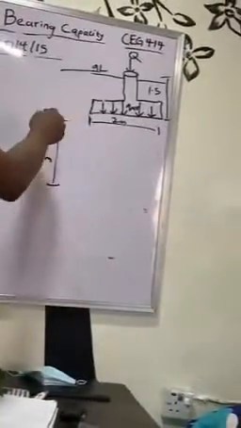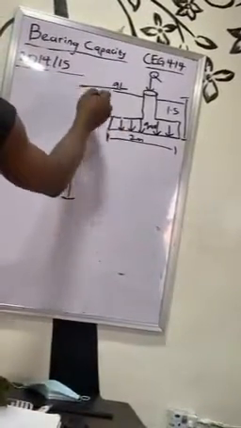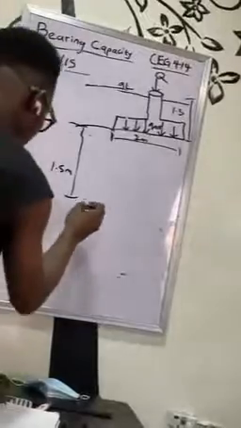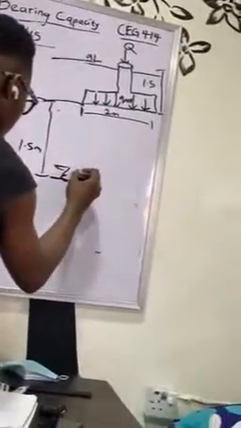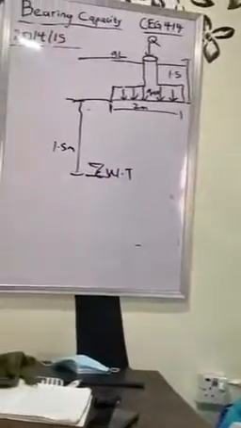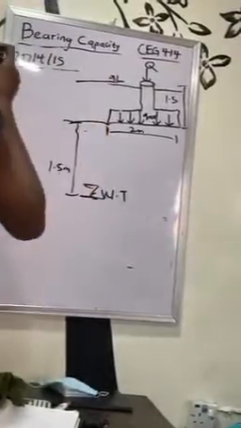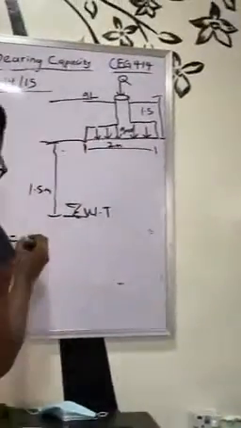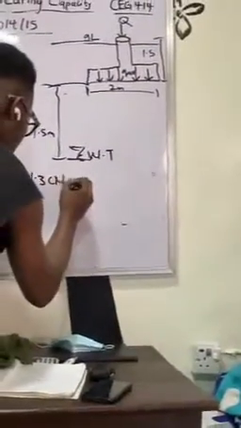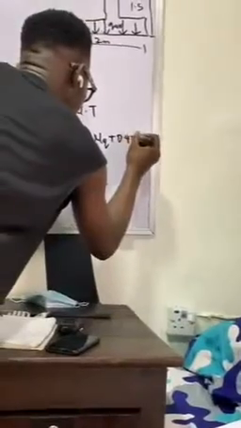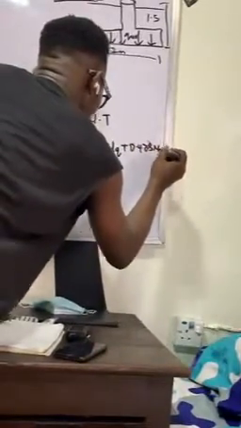The water table level is at a depth of 1.5 meters below the base, not below ground level, below the base. That is, if the base is here, at the depth of 1.5 meters from the base is where I have my water table. Let me just call this the water table. And there are some relationships as regards the unit weight for the water table. That is, while writing the general formula for QU, which is 1.3 CNC for a square footing, of course, plus gamma DF plus 0.4 gamma B N gamma.